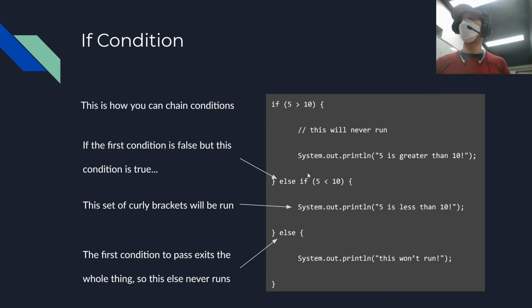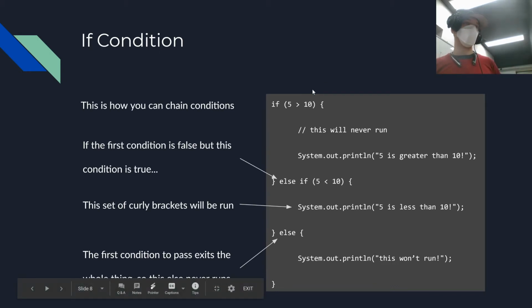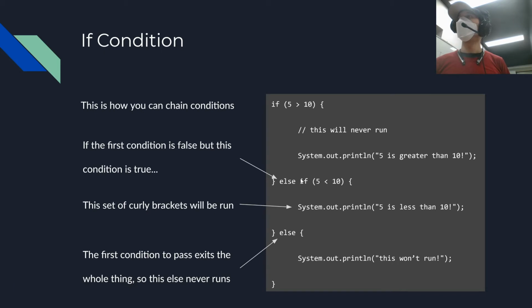Now here we have another if. This is a chained condition. It will only check this if this one is false. Otherwise, it will skip this. If this is true, nothing else in this chain happens. It skips the rest. Okay? Now, is 5 less than 10? 5 is less than 10. So this is true.